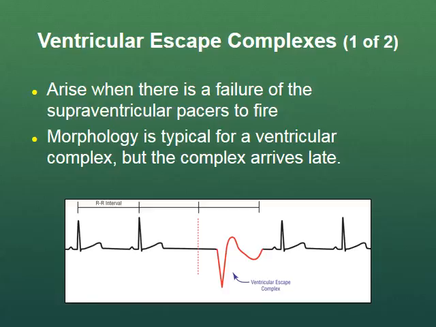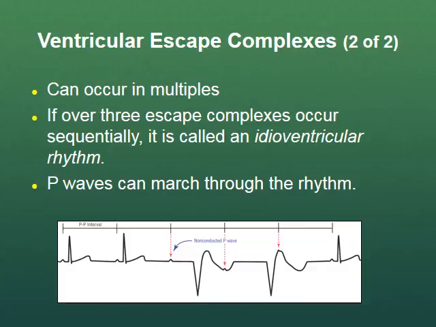So if you look at our example here, we notice that in our R-to-R interval at the first two beats, we have a missed beat there. And so our ventricular escape focus fires, resets the SA node, and all is well. Everything resumes. They can occur in multiples. If we have over 3 escape complexes in a row, this is a run of an idioventricular rhythm.